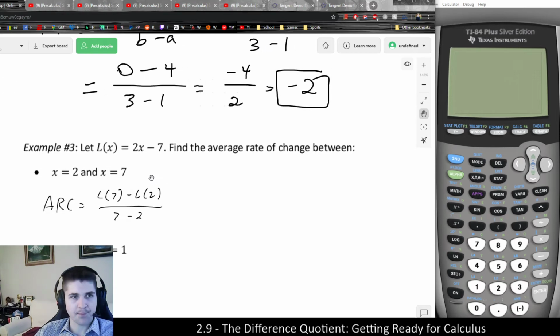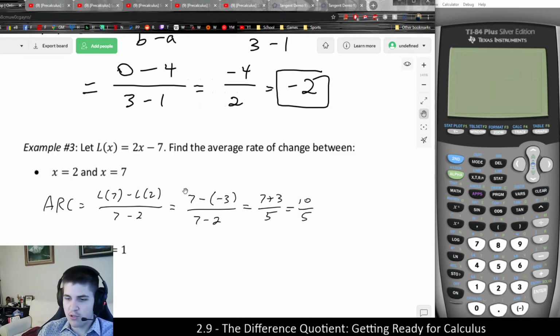And if I go ahead and do some math here, L of 7 would mean plug 7 in here. That would give me 2 times 7 minus 7, which is 14 minus 7, 7. And L of 2 would be 4 minus 7, which is negative 3. Notice how I'm using parentheses because it's this minus a negative 3, so be careful that you're not losing a negative with your math. What that leaves me with is 7 plus 3 over 5, 10 over 5, which is, of course, 2. So what I get is the average rate of change between 2 points on the line.